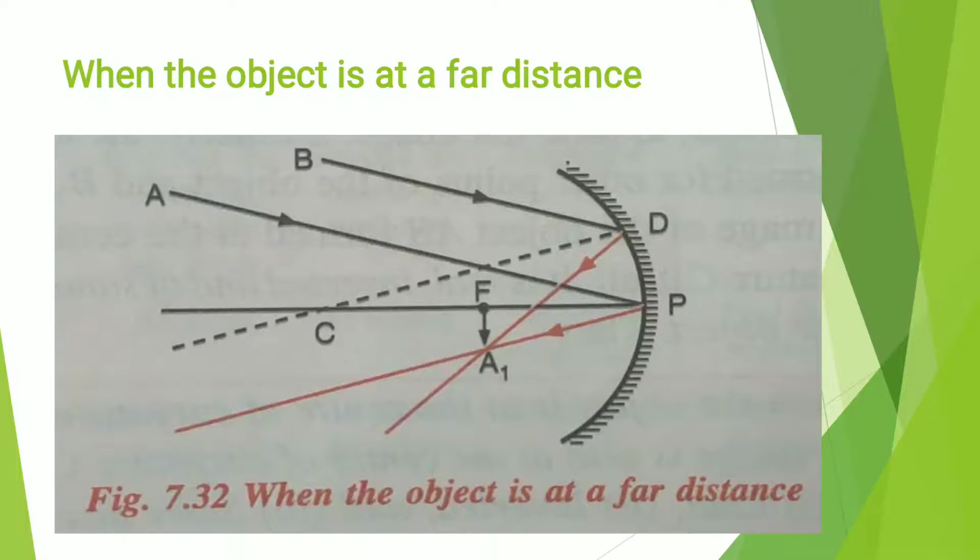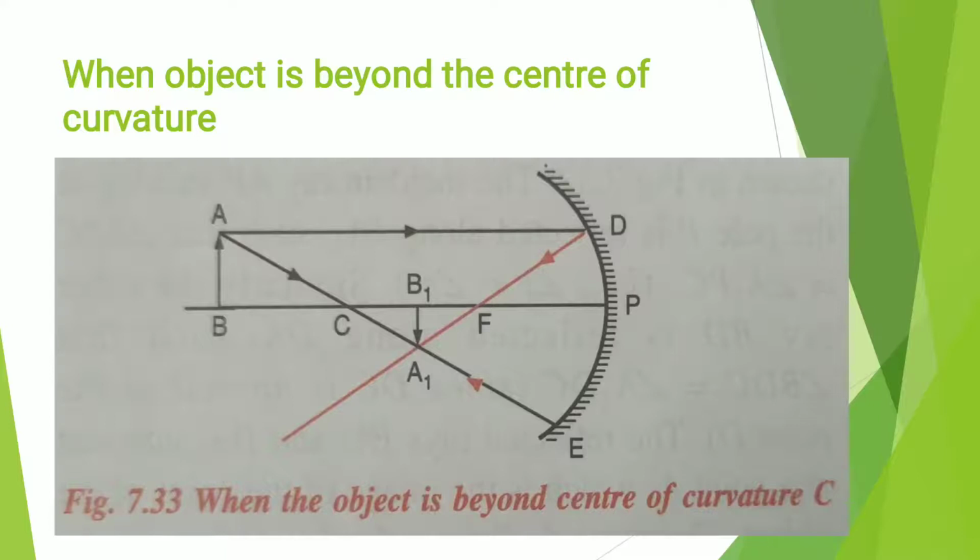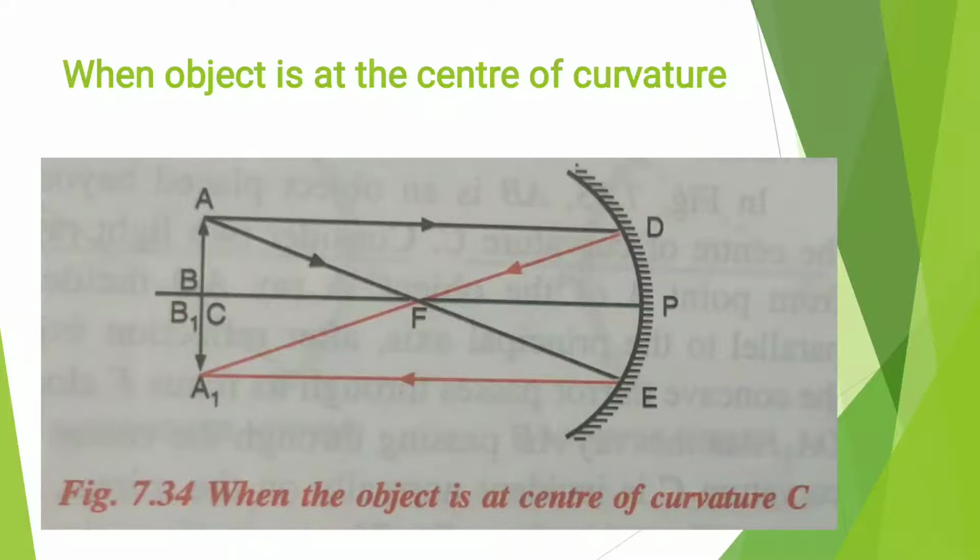Third case, when the object is beyond the center of curvature. The image is between the focus F and the center of curvature C. It is real, inverted and diminished. Fourth, when the object is at the center of curvature, the image is also at the center of curvature, that is point C. It is real, inverted and of the same size as that of the object.